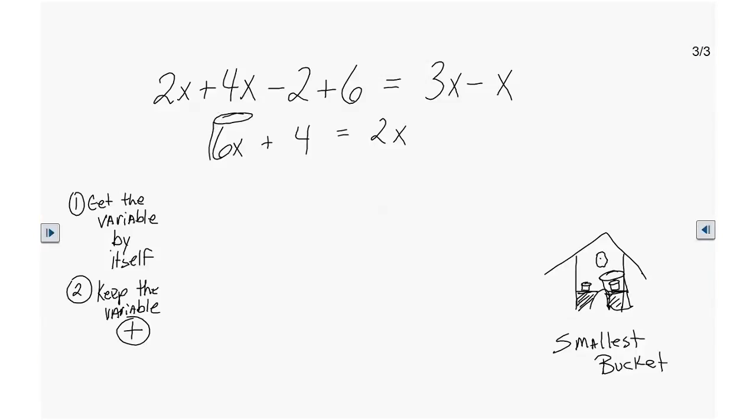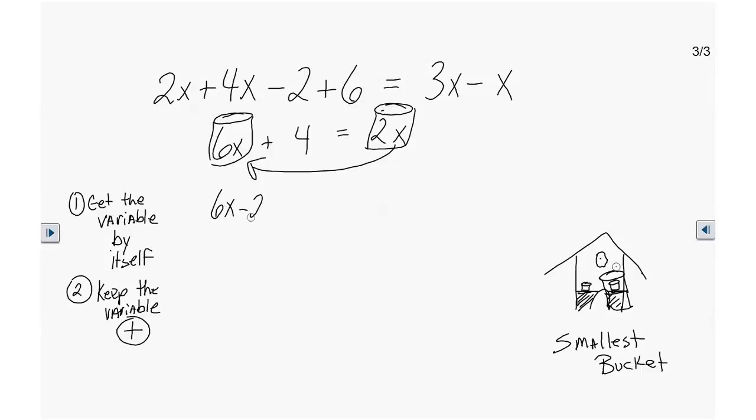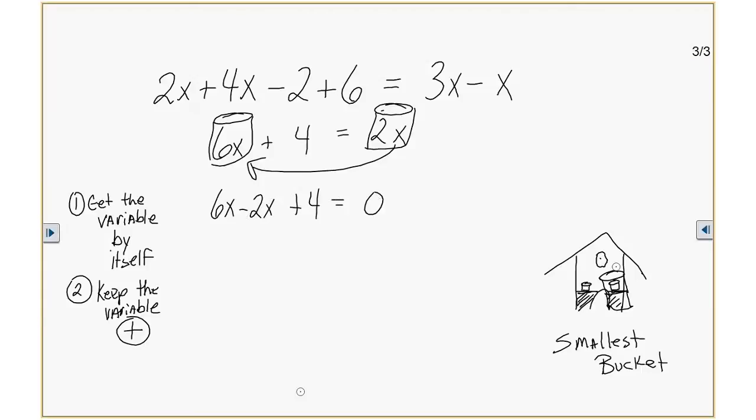The 6x or the 2x? You're going to move the 2x over. And that will always keep your variable positive. So 6x minus 2x plus 4 is equal to 0. Now I do this for two reasons. One is I'm trying to keep the variable positive. But at the other point, a lot of you will take the 2x over here, and this is what y'all will do. You'll sit there and stare at it. But if you put a 0 there, you know what to do next.